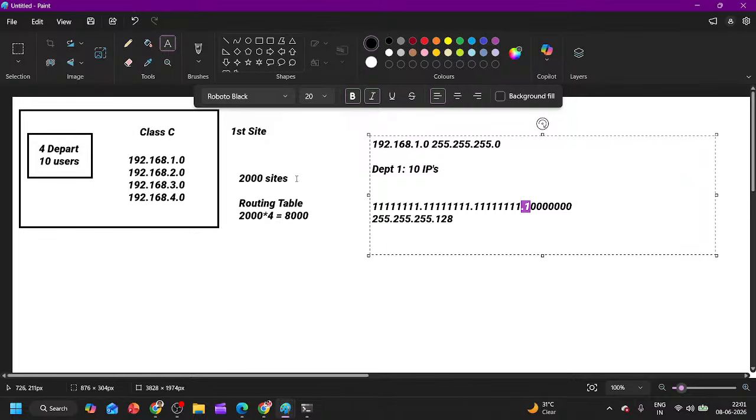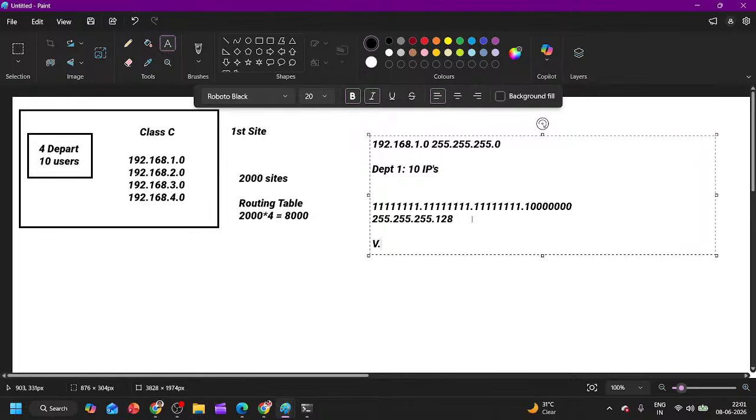So if I increase one more network bit over here, it will become classless. Is there any class with this subnet mask? No, there is no class with this subnet mask. If you are using this subnet mask, it means you are using classless. You are not following any class. Now can anyone tell me how many IP addresses are there?